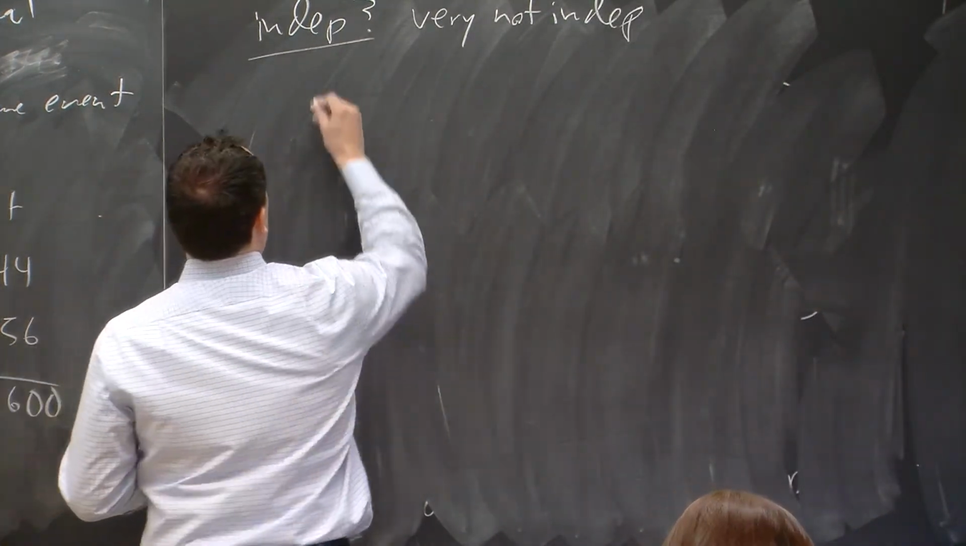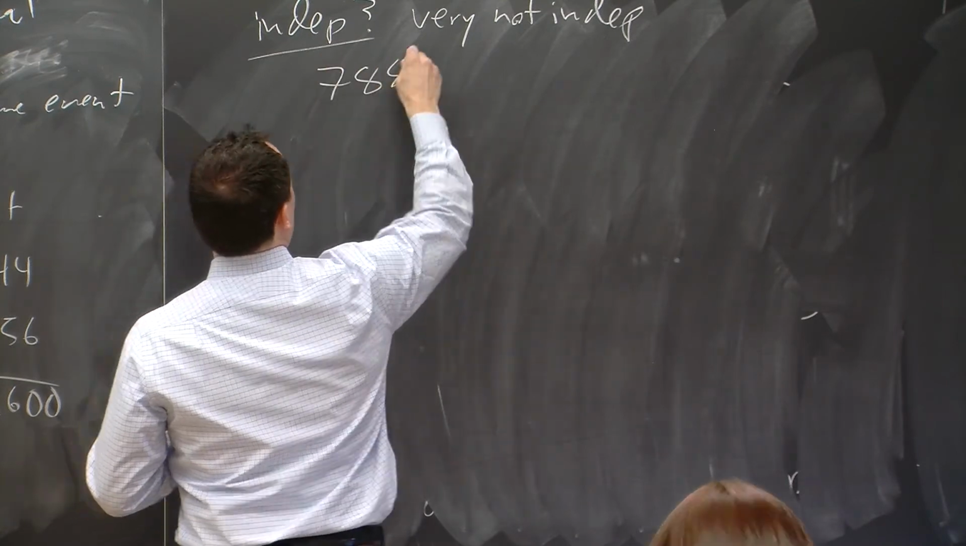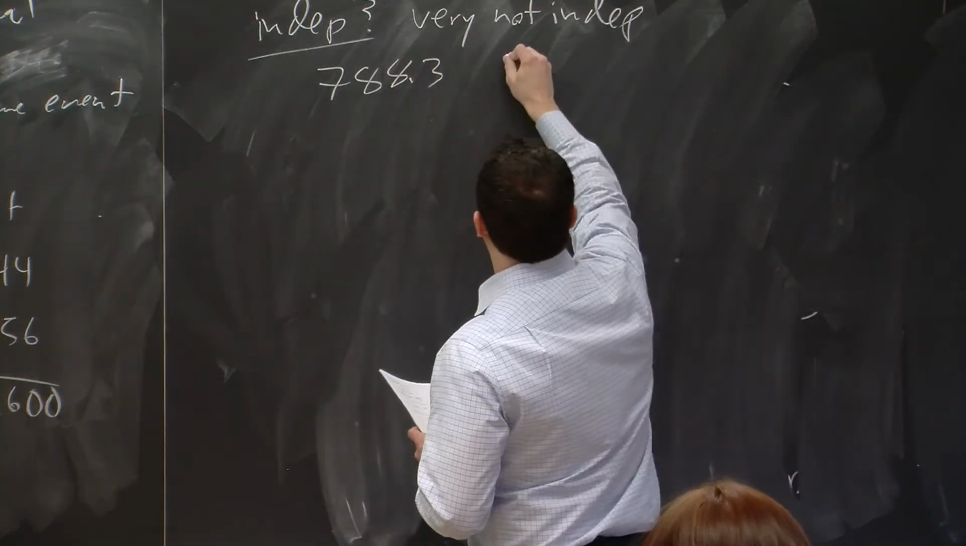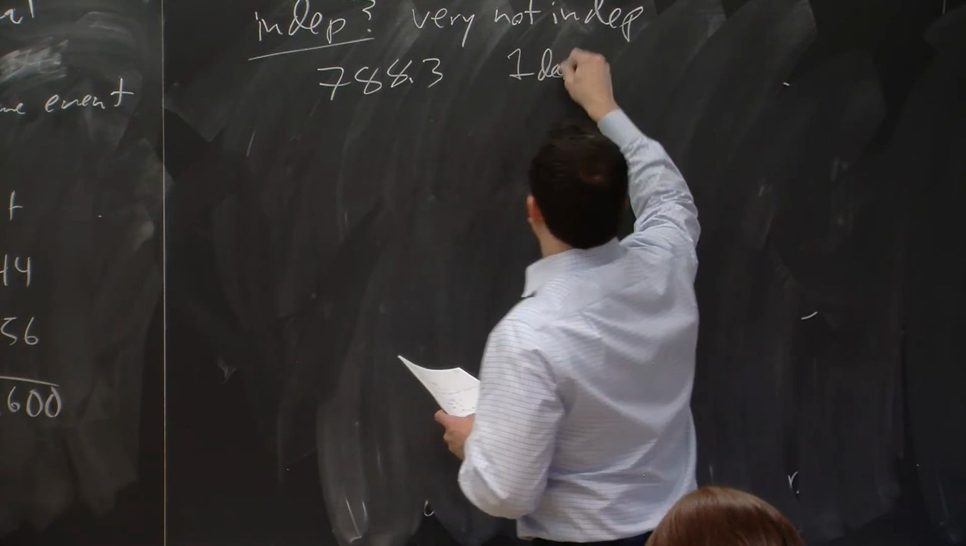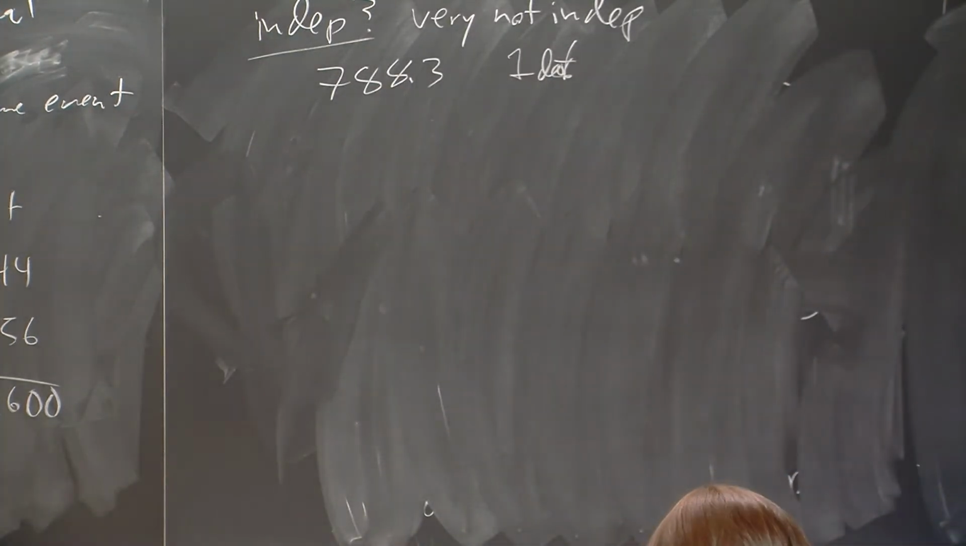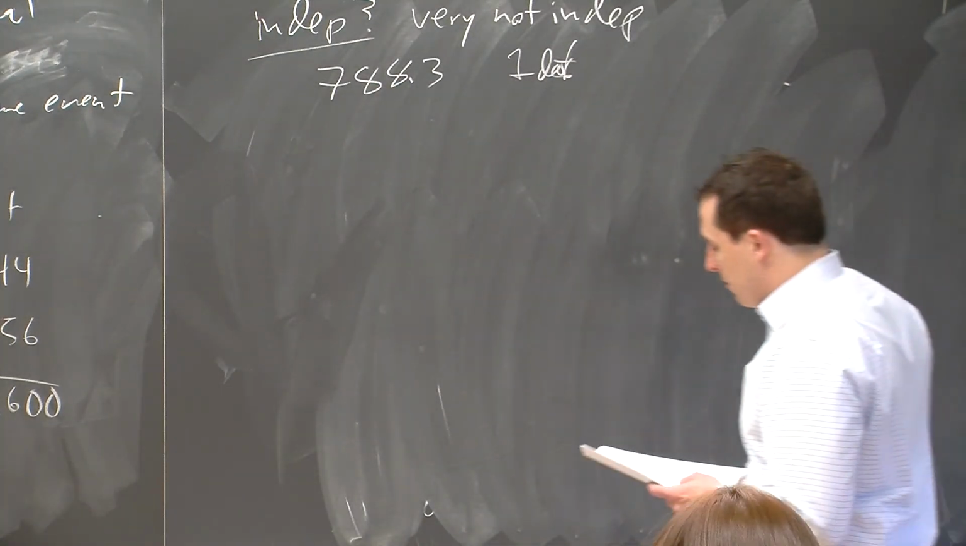What's this going to be? A chi-squared of 788.3, 1 degree of freedom. Okay, not very far from independent. Opinions haven't changed very much.